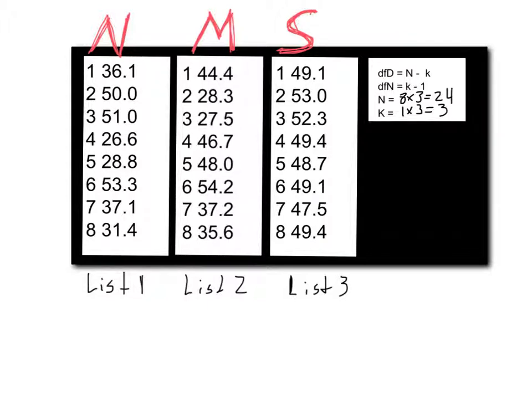Now, as this refers to the TI-89, the n column will be put into our stat list function for list 1, the m column will be put into our stat list function for list 2, and the s column will be put into the stat list function for list 3.